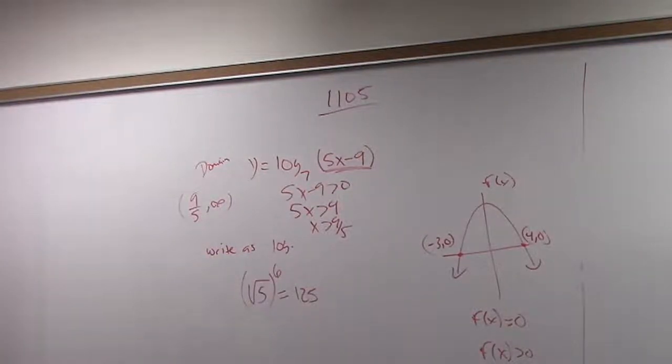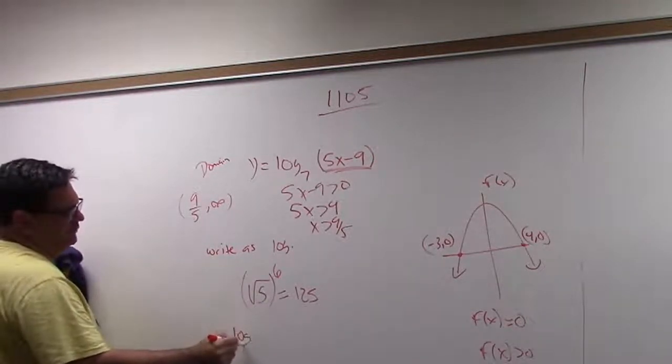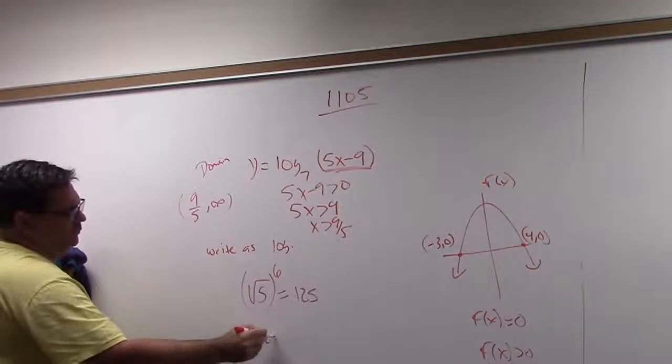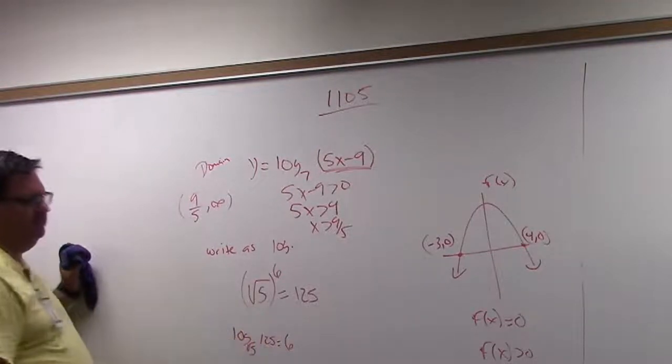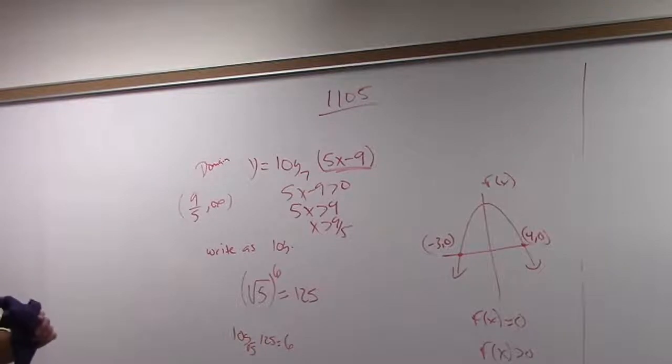This one, you write it as a log. Log base square root of 5 of 125 equals 6. That's it, right? You just write that. Yeah, you're just writing it as a log. You good?